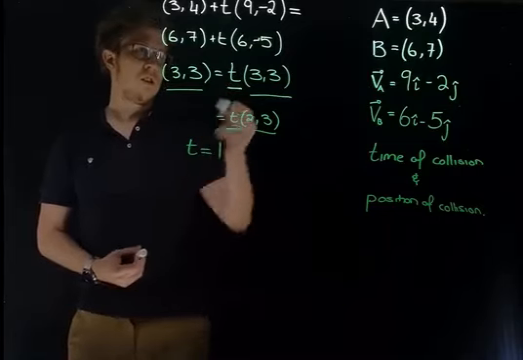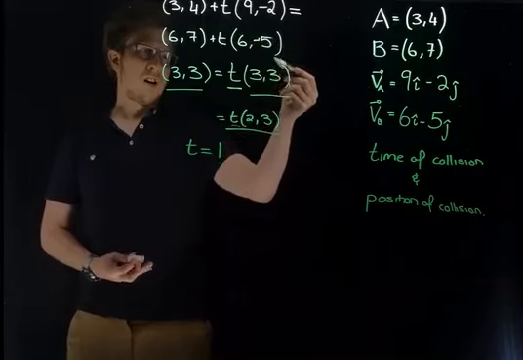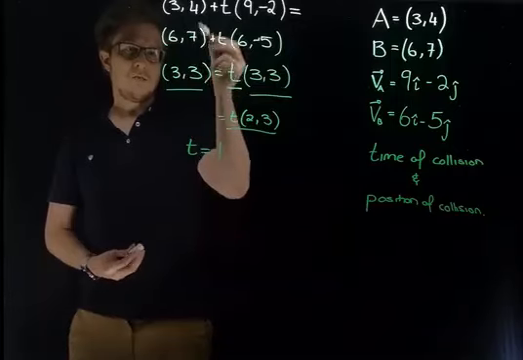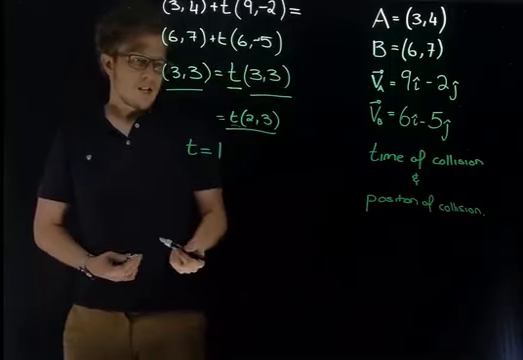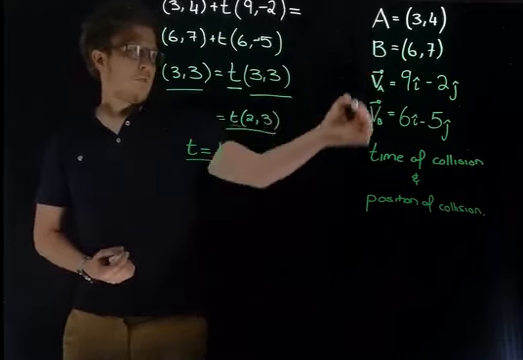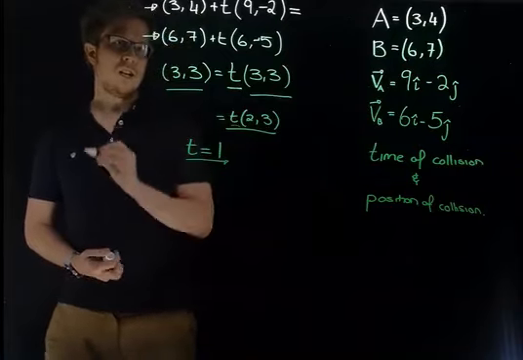This was a very easy one. So yeah, 9 minus 6 is 3, minus 2 plus 5 is 3, so there's our t's. And then here 6 minus 3 is 3, 7 minus 4 is 3. So this is a nice one. And then we just substitute this value into either one of these, either in here or in here.